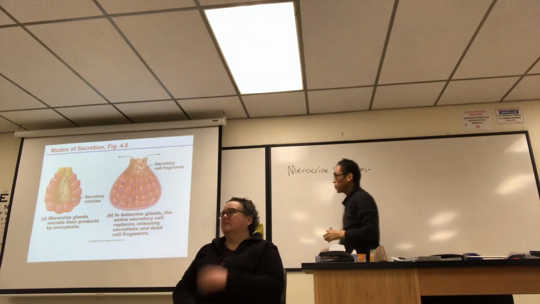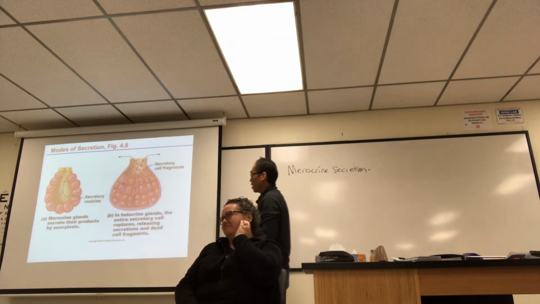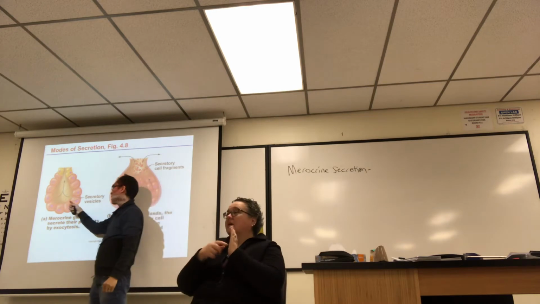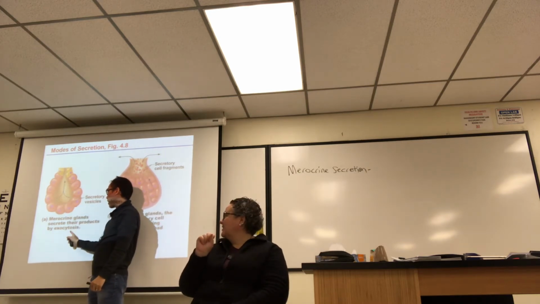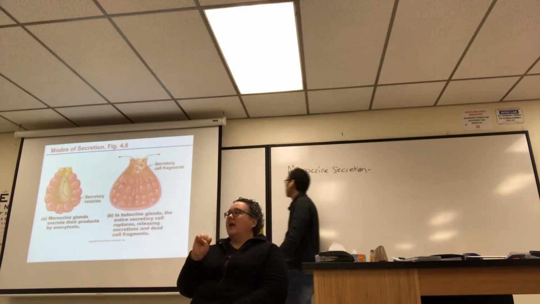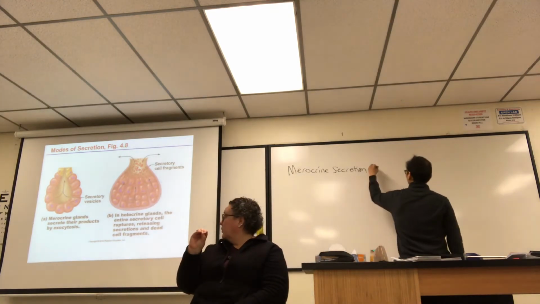What the picture is showing you is that there are secretory vesicles that are fusing with the apical surface to get the secretion out. So the mechanism is by exocytosis. That's what we call that. Secretion by exocytosis.